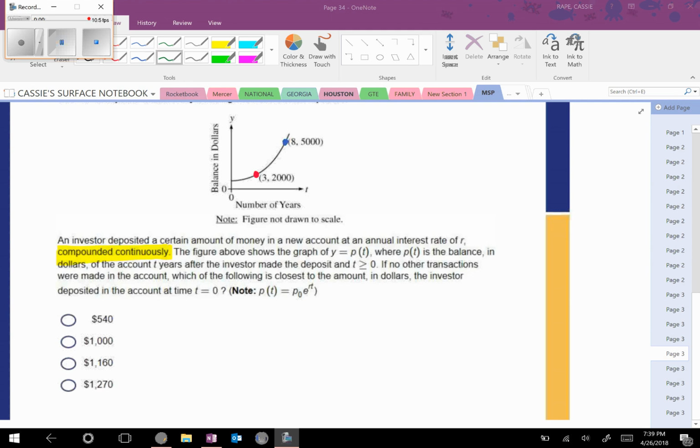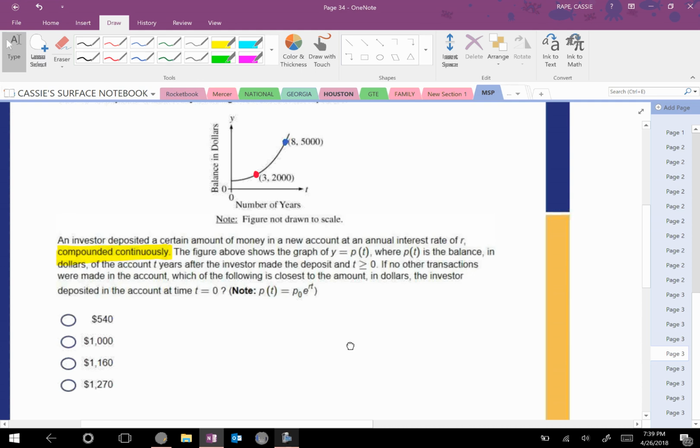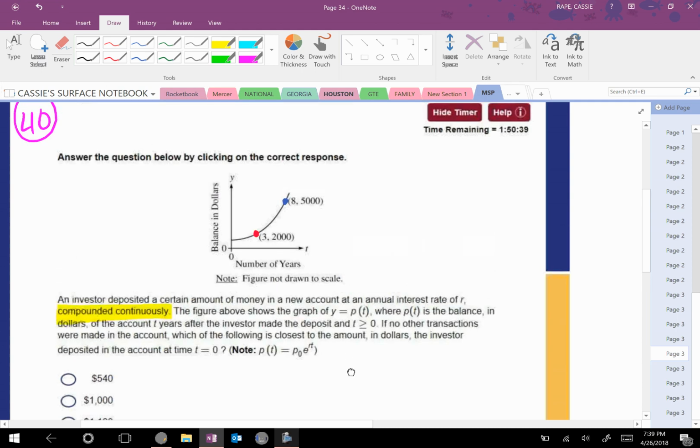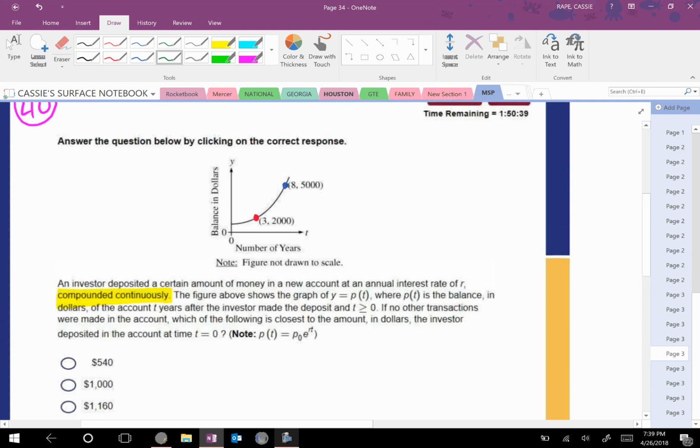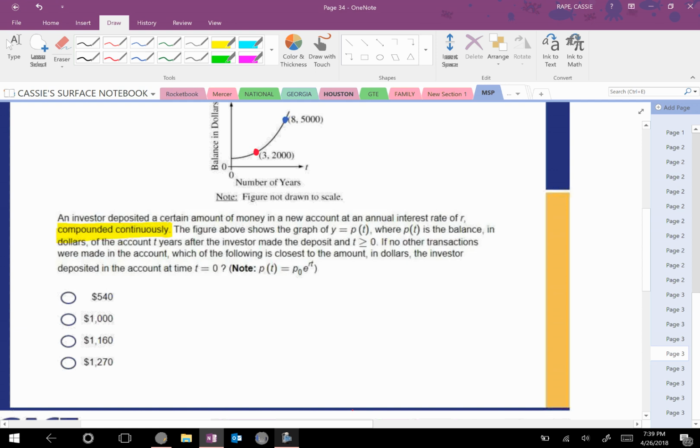Okay, question number 40. You are looking at a graph with two values. It is a continuously compounding equation. They give you the equation. I want to explain the variables to you quickly.